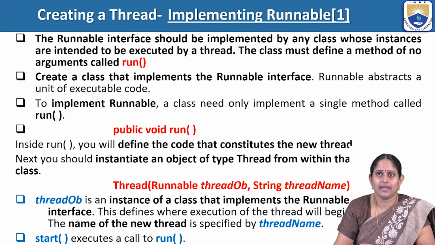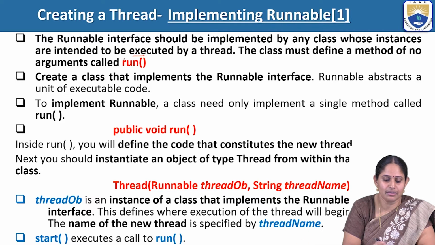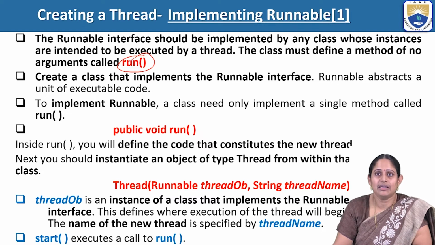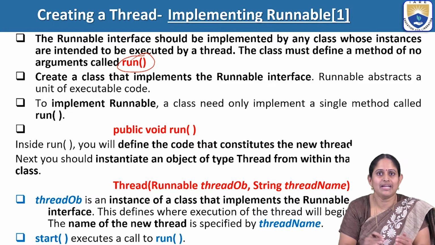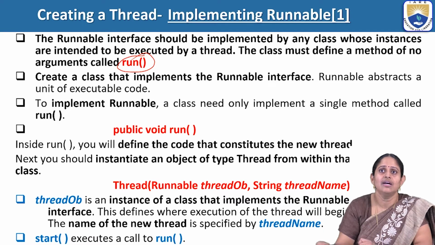If we are implementing using Runnable or using the Thread class, we always have to implement the run method. Whatever logic we have for a thread to work on, we will implement inside the run method. So we have to create a class either by implementing the Runnable interface or by extending the Thread class, and inside that class we will implement the run method.